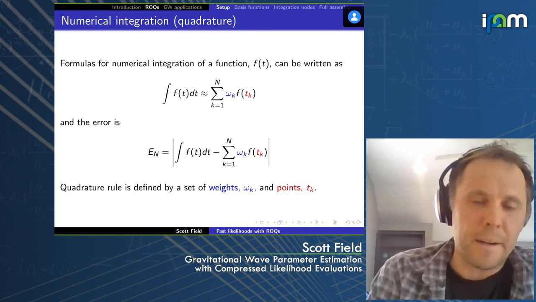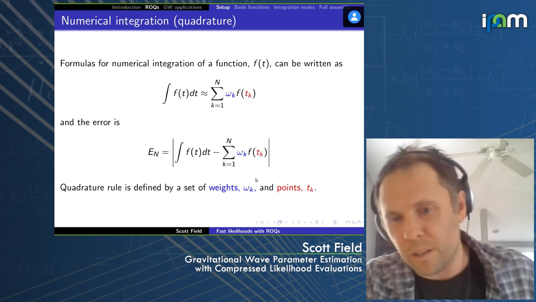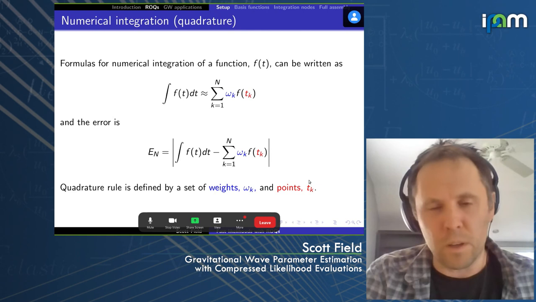So if someone gave you a function f of t to integrate on a computer, you would need some quadrature rule. And this would require you to know two things. You would have to know the points to sample the function at. These are sometimes called nodes or quadrature points. This is t sub k. And you would have to know weights, these omega k's.